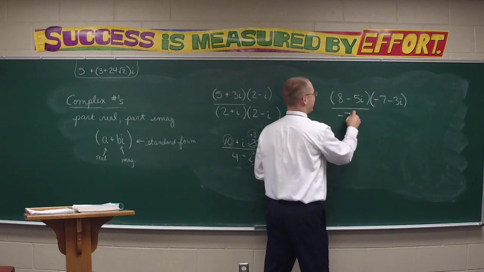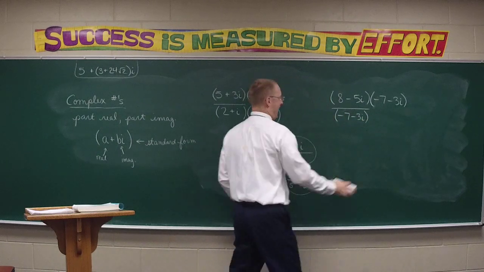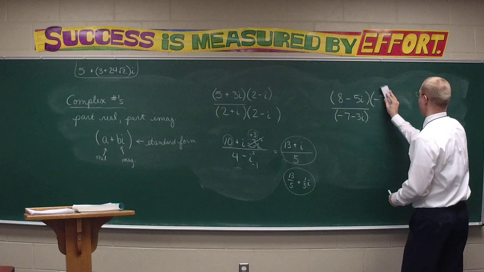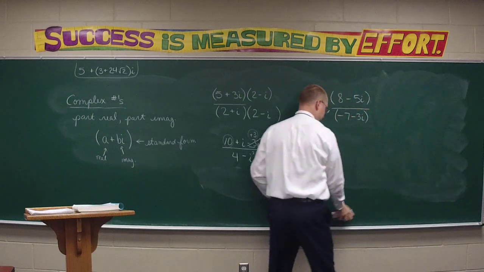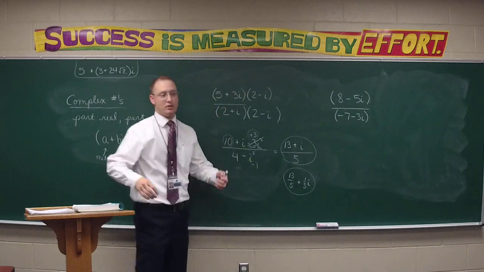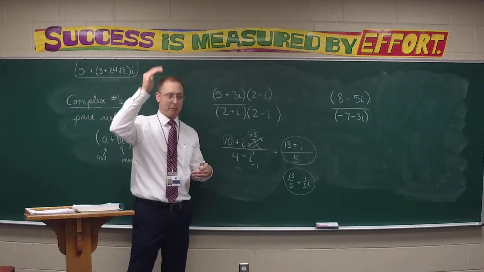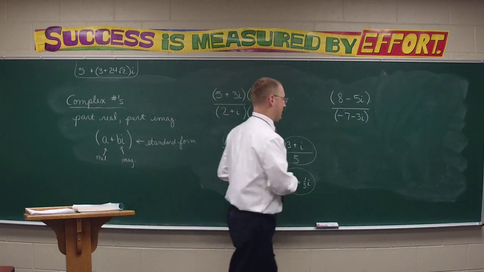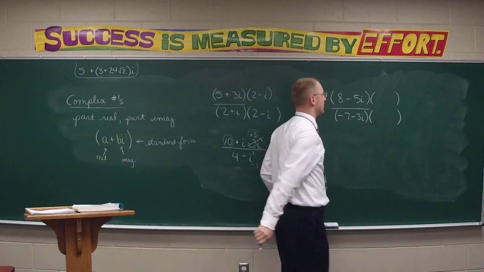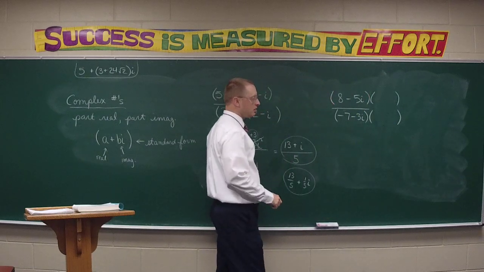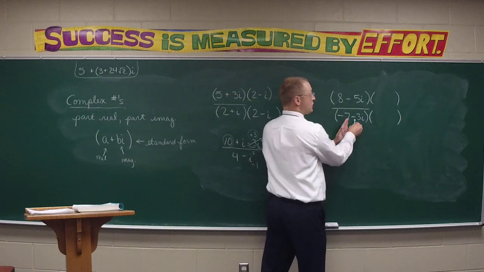If we were to divide by negative 7 minus 3i, we can't do that because the i is, think of it as kind of irrational, if you will. Anytime it tells us to divide by a complex number, we really have to multiply top and bottom by the conjugate of the denominator. So what are we multiplying by right here? 7 plus 3i. Careful, the only thing that changes is the middle sign.